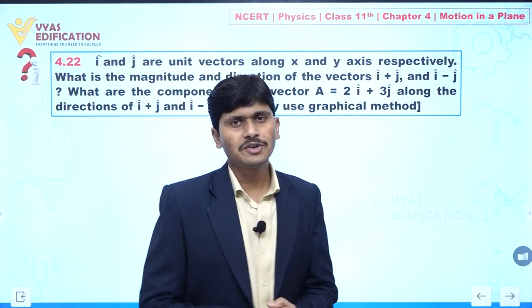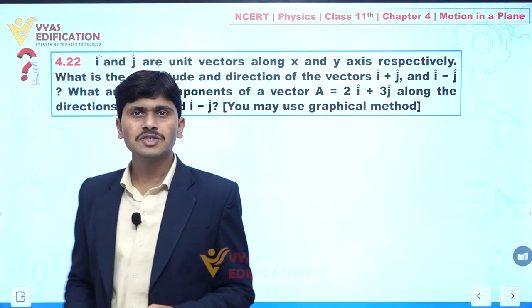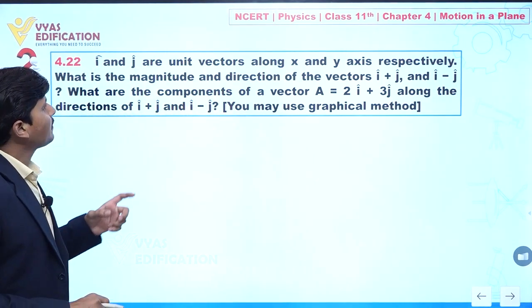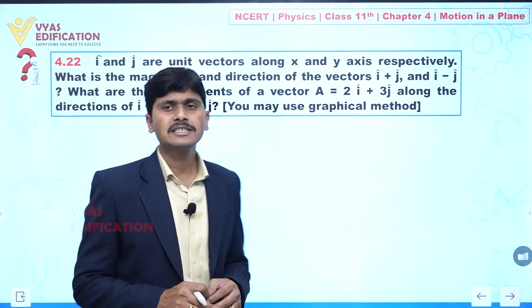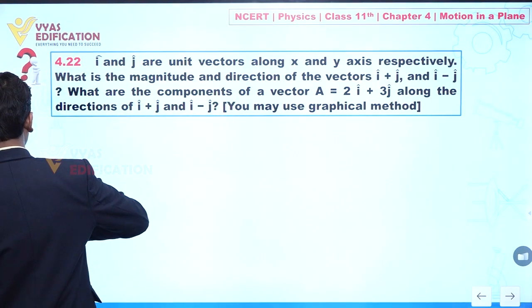Now dear student, we are going to discuss question number 4.22. Clear? In this question it is given that i cap and j cap are two unit vectors along the x axis and y axis. Clear? So now we can write like this.